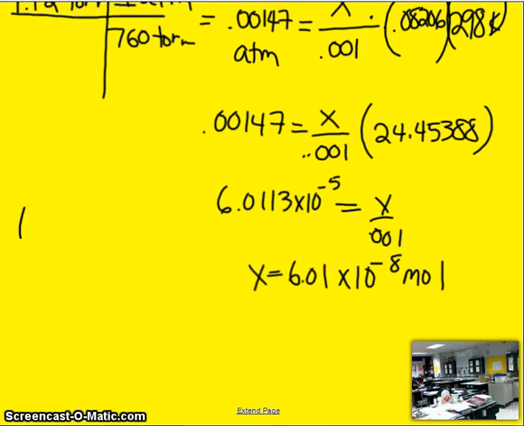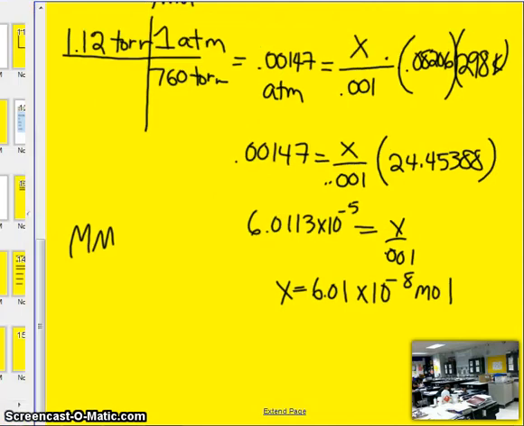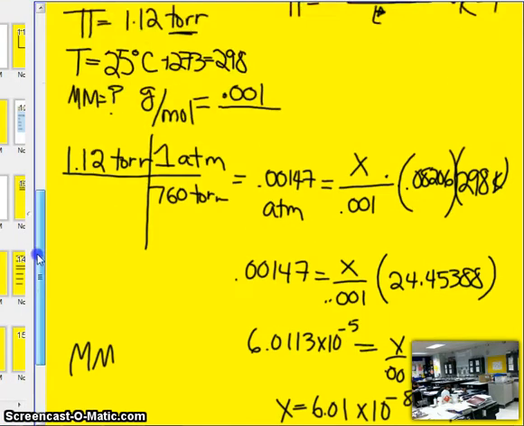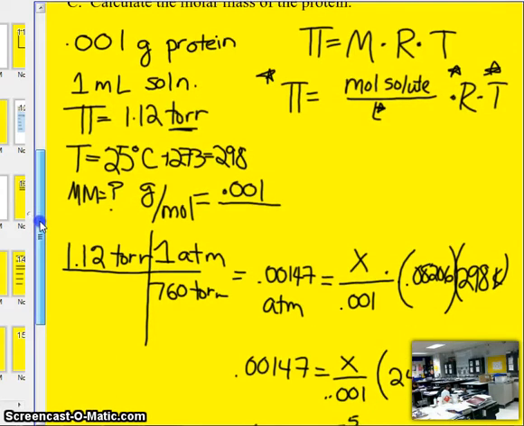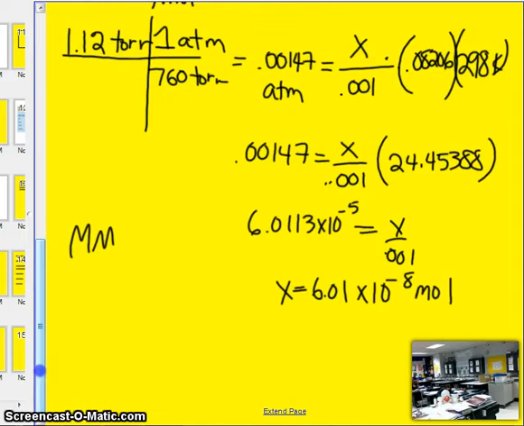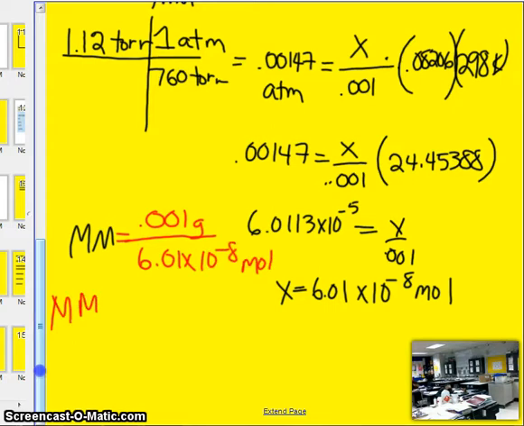Okay, so now we can find our molar mass because we can take our grams, which we had up here, which were 0.001 grams, and divide it by our moles, 6.01 times 10 to the negative 8th. And we should get the molar mass of our protein. Oh boy, 16,635 grams per mole. That is a ginormous molar mass.